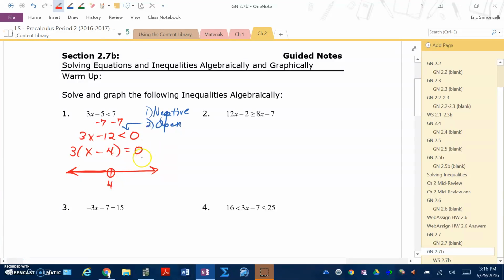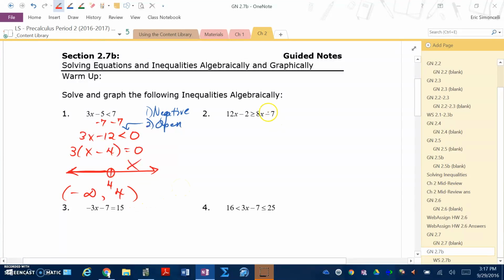As you may suspect already, though, any number to the right of 4 won't work, like, for example, 5. If we plug in 5 here, 3 times 5 is 15, minus 12 is 3, and that is not less than 0. So the answer to this particular problem, again, using the boundary algorithm appropriately, looks something like this. Negative infinity to 4 with a parentheses.